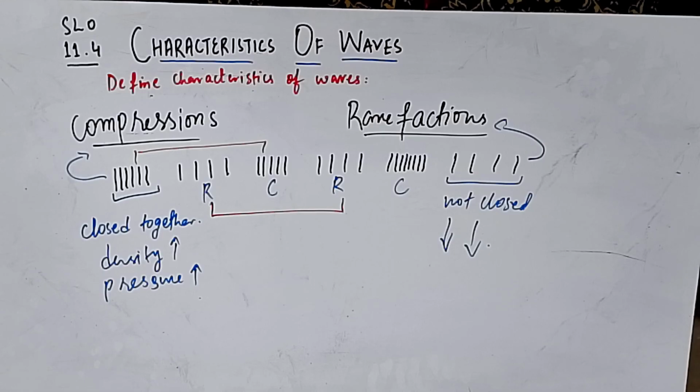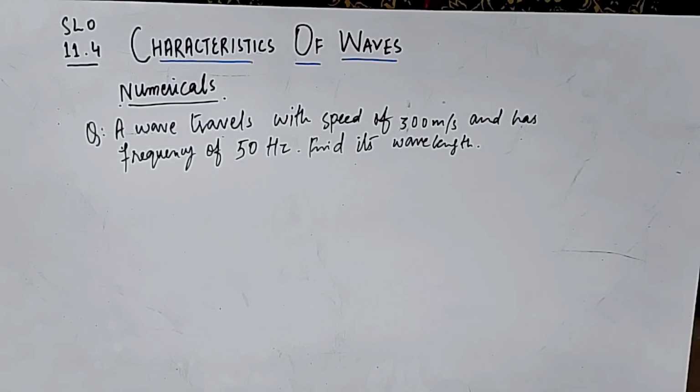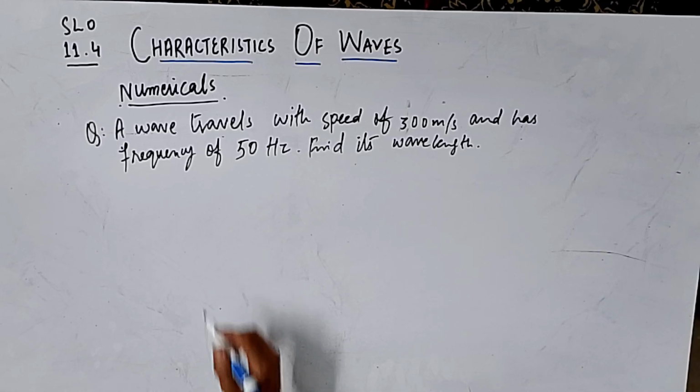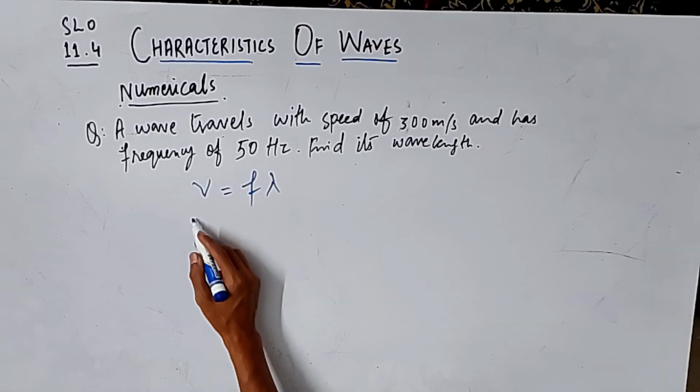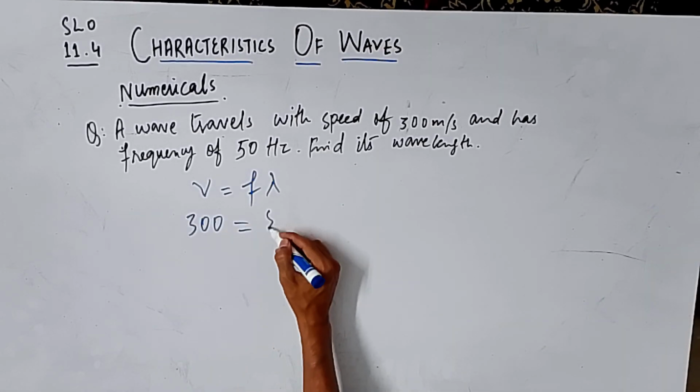Okay, so we have understood the characteristics of waves, and now we will see some numericals related to the formula that we have seen, V equals F lambda. So let's do some numerical problems. Alright students, look at this question: a wave travels with a speed of 300 meters per second and has a frequency of 50 hertz. Find its wavelength. So how will we do it? We need to calculate the wavelength, and the formula is V equals F lambda. Speed is given as 300, frequency is given as 50.